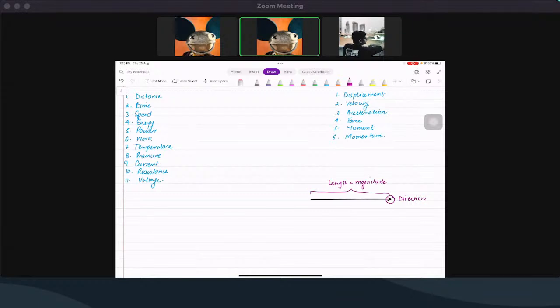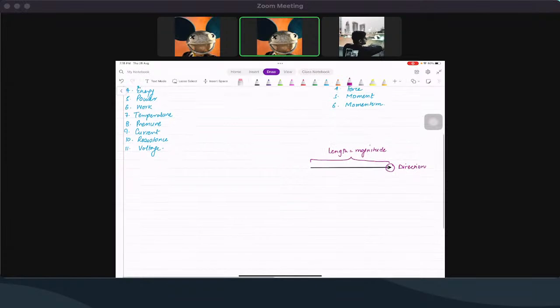Now, generally, we try to follow a convention that this is north, this is south, this is east, and this is west, just to be on the same page for all of the work that we're gonna do.